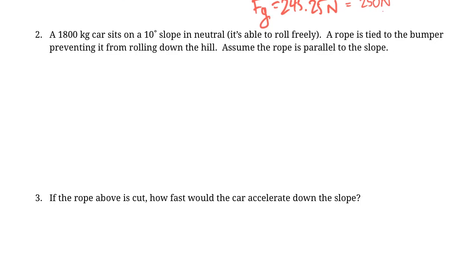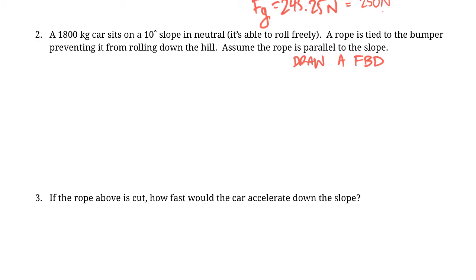An 1,800 kilogram car sits on a slope. A rope is tied to the bumper, preventing it from rolling down the hill. Assume the rope is parallel to the slope. The first question, I didn't actually put the question here. It's draw a free body diagram. Okay? So what I'm actually going to do is I'm going to pause the video here, or I'm going to ask you to pause the video here.